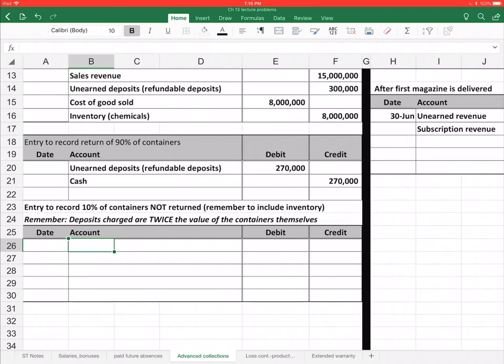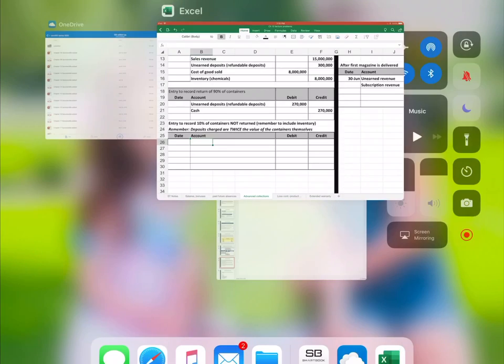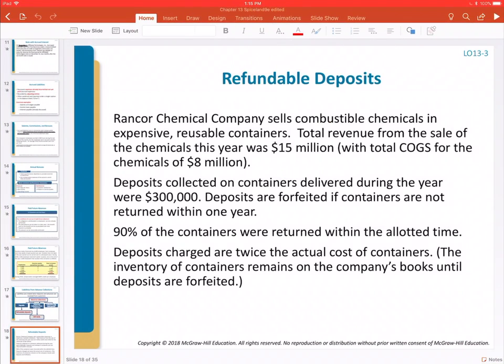Therefore, we essentially sold that container to them. So we're going to account for the sale of that container, and we're going to remove the unearned deposits, the remaining balance of $30,000. And because this essentially is now turning into a sale of that container, we're going to have cost of goods sold implications as well. And if you remember, if I click over to the PowerPoint, the last piece of information that was given to us is that the deposits that are charged are twice the actual cost of the containers.